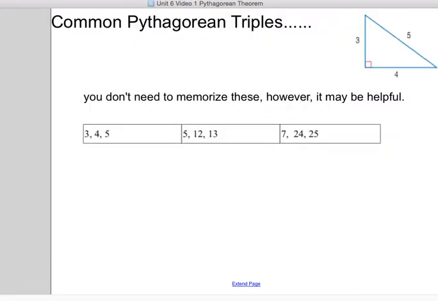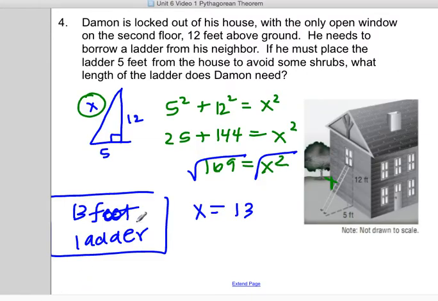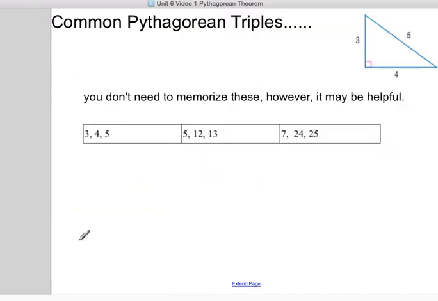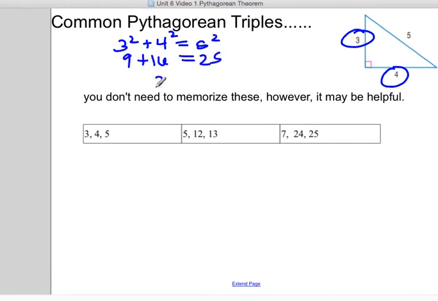Let's go ahead and talk about some common Pythagorean triples. If you noticed in example 4, we got nice whole numbers. We had 5, 12, and 13. That's an example of a Pythagorean triple. Pythagorean triples work out nice because if I plug them into the Pythagorean theorem, like these here, I'd have 3 squared plus 4 squared equals 5 squared. They give me whole numbers out. So I would have 9 plus 16. Does that equal 25? Yes, it does. So if they're nice whole numbers for all of these, then they're a Pythagorean triple.